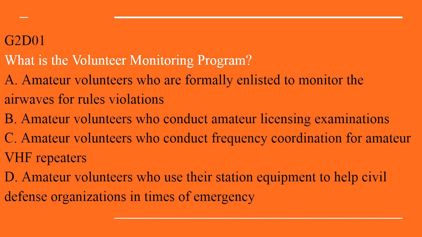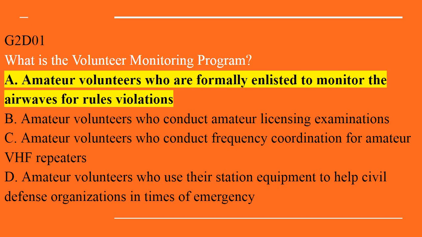G2D01, what is the Volunteer Monitoring Program? A. Amateur volunteers who are formally enlisted to monitor the airwaves for rule violations. B. Amateur volunteers who conduct amateur licensing examinations. C. Amateur operators who conduct frequency coordination for amateur VHF repeaters. Or D. Amateur volunteers who use their station equipment to help civil defense organizations in times of emergency. Correct answer here is A. Amateur volunteers who are formally enlisted to monitor the airwaves for rule violations.